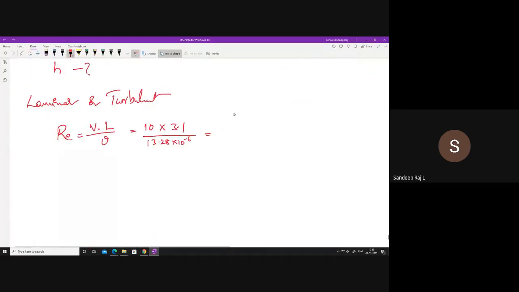So tell me, what is the Reynolds number value now? 233 4 3 3 7. Am I right now, sir? So the RE value is greater than 5 lakhs. What does that imply? The flow is turbulent.